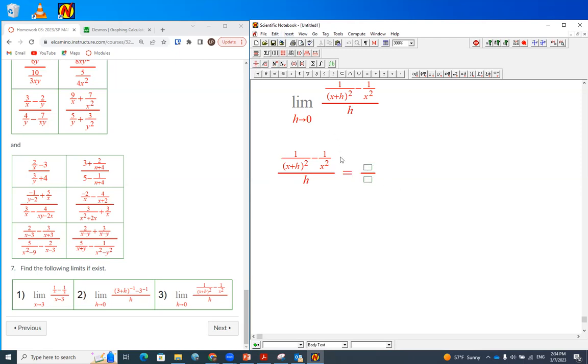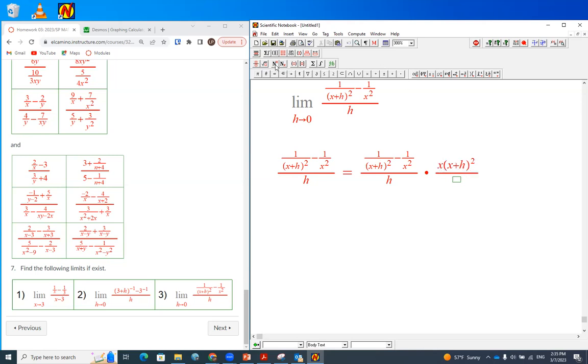Applying the technique we just learned, we're going to have to find the common denominator. What is the common denominator? What are the fractions? We have three fractions. 1 over x plus h squared, and the other fraction is 1 over x squared. The third fraction is really h over 1, so the denominator is 1. So we really just have two fractions when finding the common denominator. And that common denominator is the product of these two denominators.